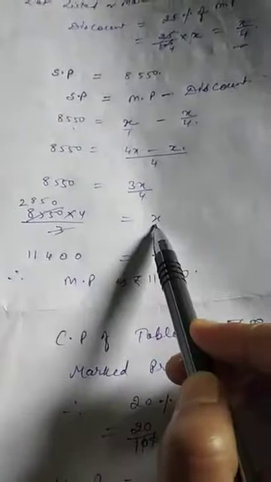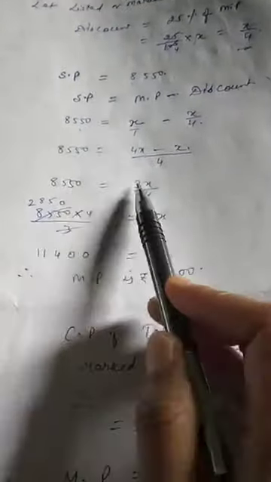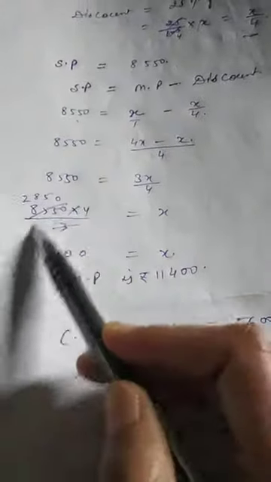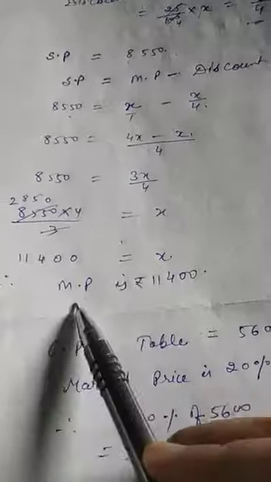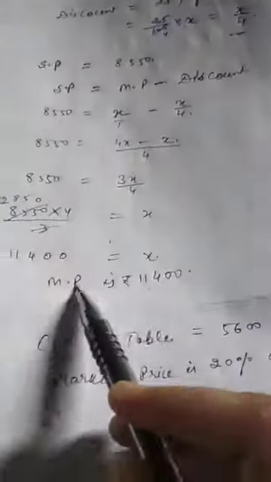So we have to find out the value of X. So this 4 will go here and 3 will come down. Then we have cancelled it. Marked price X value we have got this. That is the marked price which we had already let as X. Marked price only we had to take out.